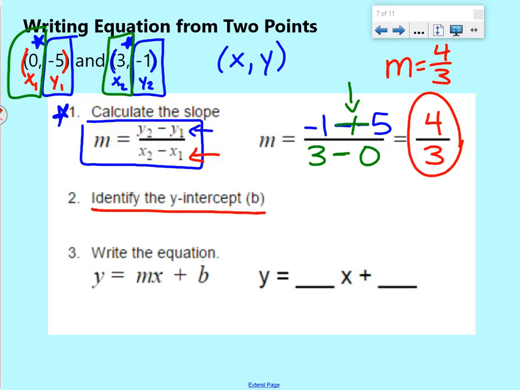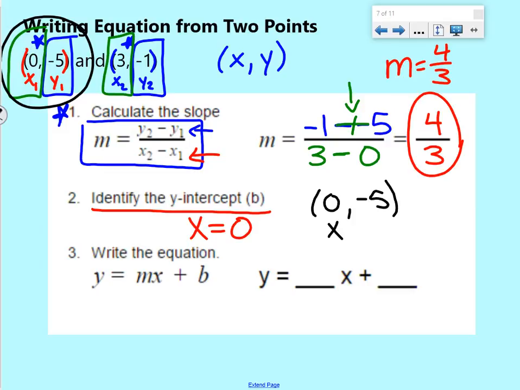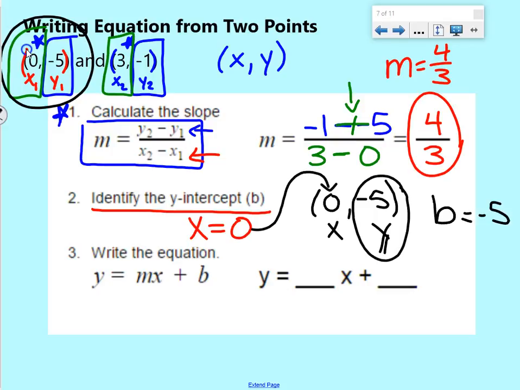Identify the y-intercept B. The y-intercept is when x equals 0. So we're going to look up at our coordinate points up here and figure out, is there a coordinate point where x equals 0? And there is right here, this coordinate point, our first coordinate point, 0, -5, x equals 0, and y equals -5. So in the coordinate point where x is 0, the y is your y-intercept. So we can say B equals -5.